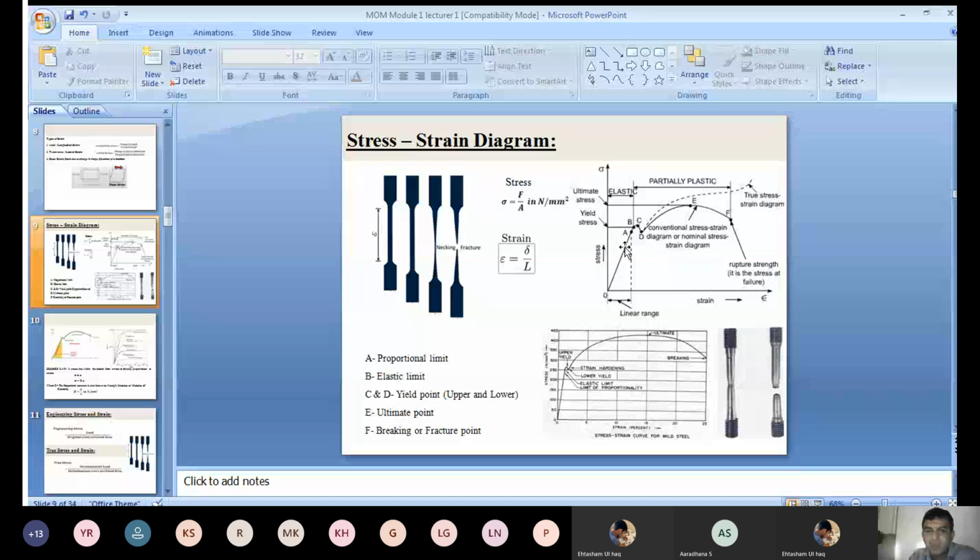What are the salient points? Salient points are A, B, C, D, E, F. Those are called salient points. Salient means the study points. We are going to study those.